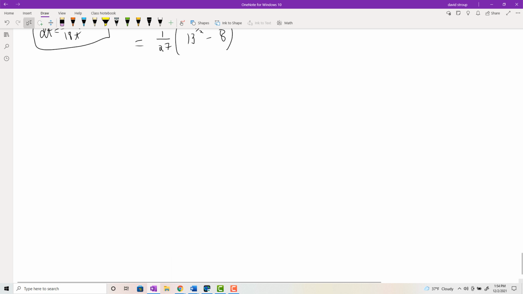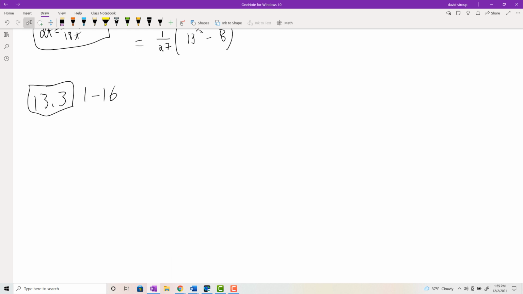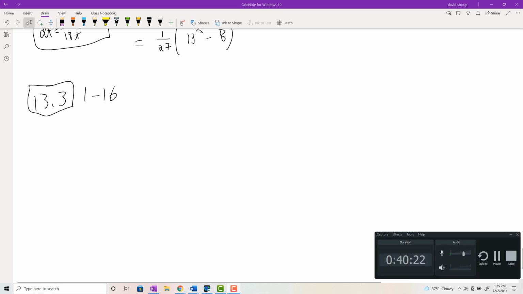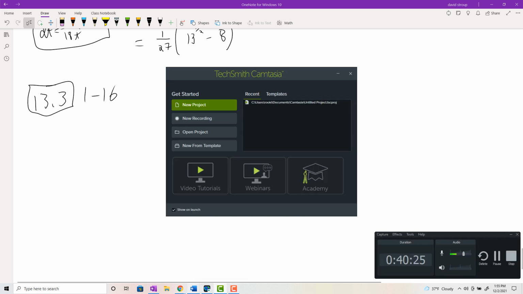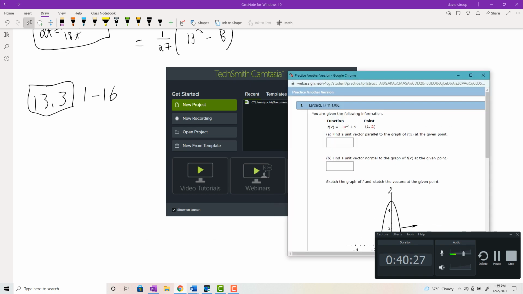So, 13.3, 1 to 16, and I've got to find my tab. Where am I?